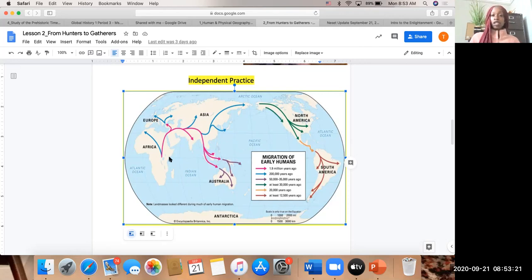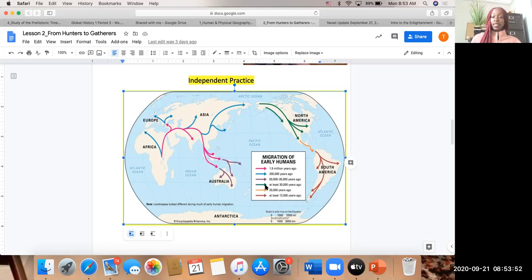All right, so let's take Africa, for example. I see a blue arrow, so I know that those early humans migrated out of Africa 200,000 years ago. And then I see a magenta one where the early humans migrated into Europe and Asia, and then kept migrating into Australia, and that happened 1.9 million years ago. And you can look at North America and South America, and then use the key to understand how many years ago these early humans migrated.